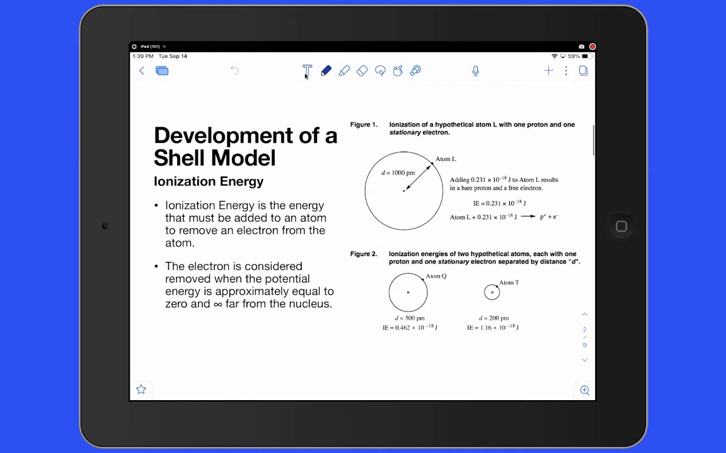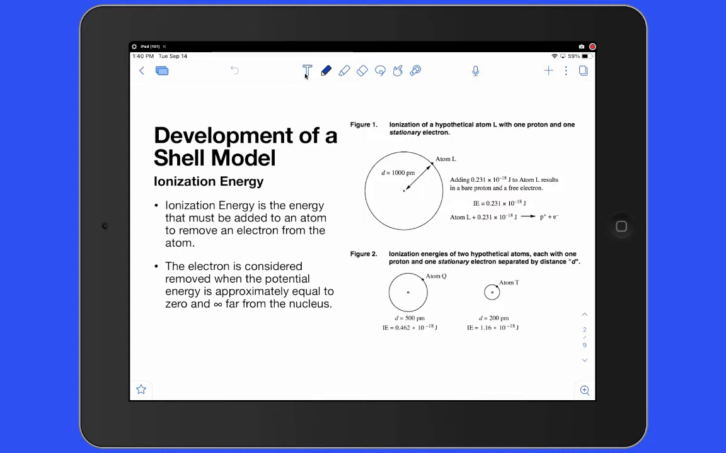So last part of class, we looked at these 3 atoms. And we saw that we're looking at 1 proton, 1 electron. I know it doesn't say it, but this is a hydrogen atom. It's giving us distances, like atom L there is 1,000 picometers. So that's the distance between the proton and the electron. For atom Q, we decreased the distance to 500, and then atom T, we decreased it down to 200.